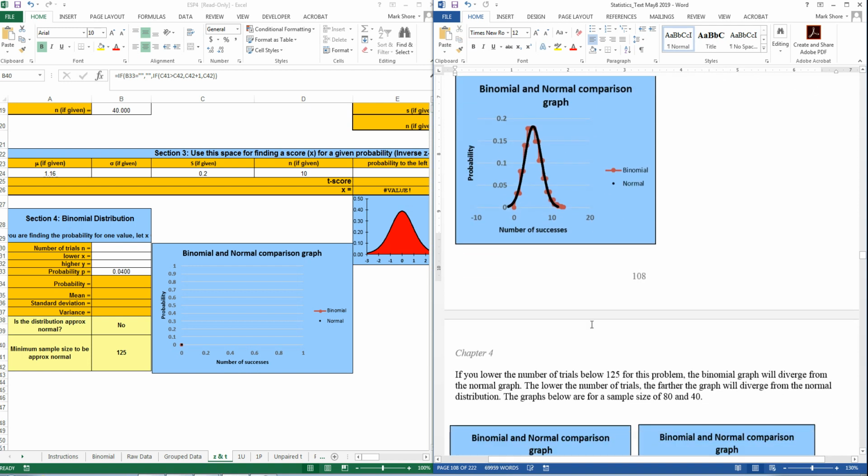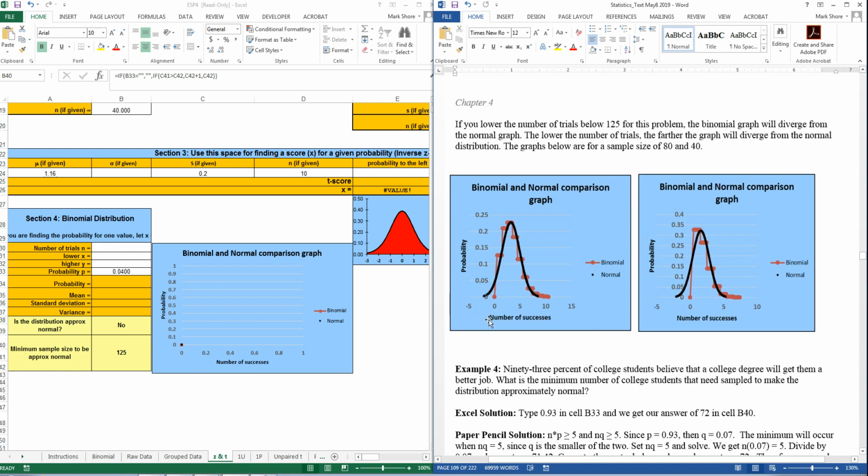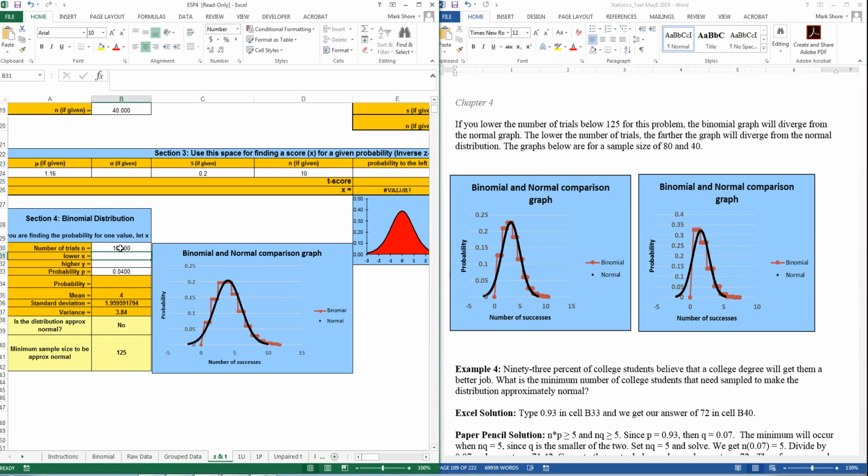And then I think there's one more. And here's the distribution, and you can see what it looks like at different levels. Like right here, if you have, let's say, 100, it's still, no, it's not approximately normal. But if we go up to 125, this changes to a yes, because this distribution here, the red distribution, which is binomial, is close enough to the black distribution that it's approximately normal. Then if it's approximately normal, you can use z-scores.